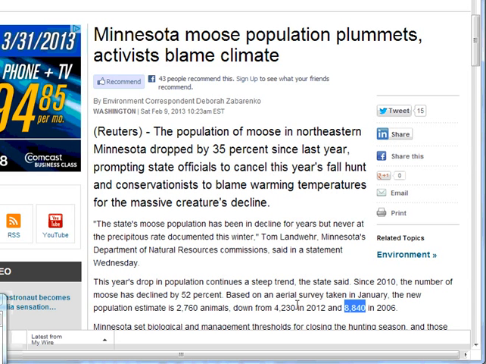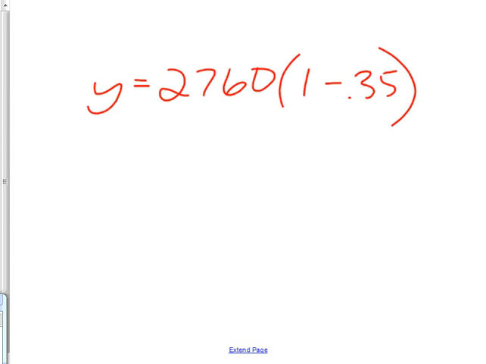So they have to scrape on things, and anyway, their population has dropped 35% since last year. So I wanted to make this real for you. Also we know how many moose there are, and there currently are 2,760. So how would you write an equation for that? Y equals, what do I start with? 2,760, and then what? 1 minus, very good. 0.35, it's dropping 35%, good.